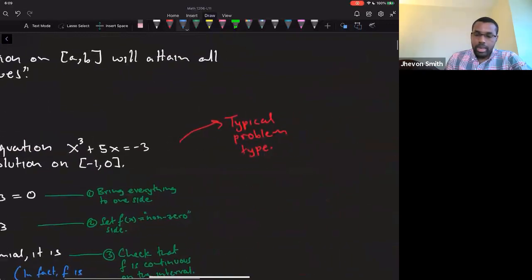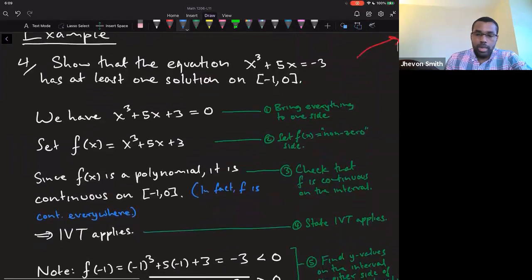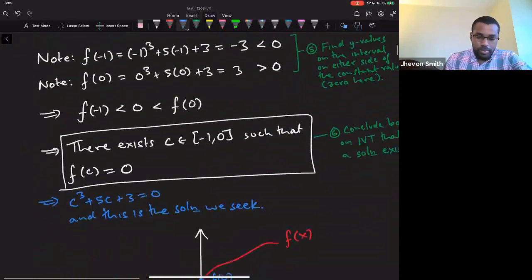So the problem type here, like I said, I'll probably give you something like that on the first test. This will be the problem type: pretty much show that this equation has a solution. And it'll be an intermediate value theorem problem.